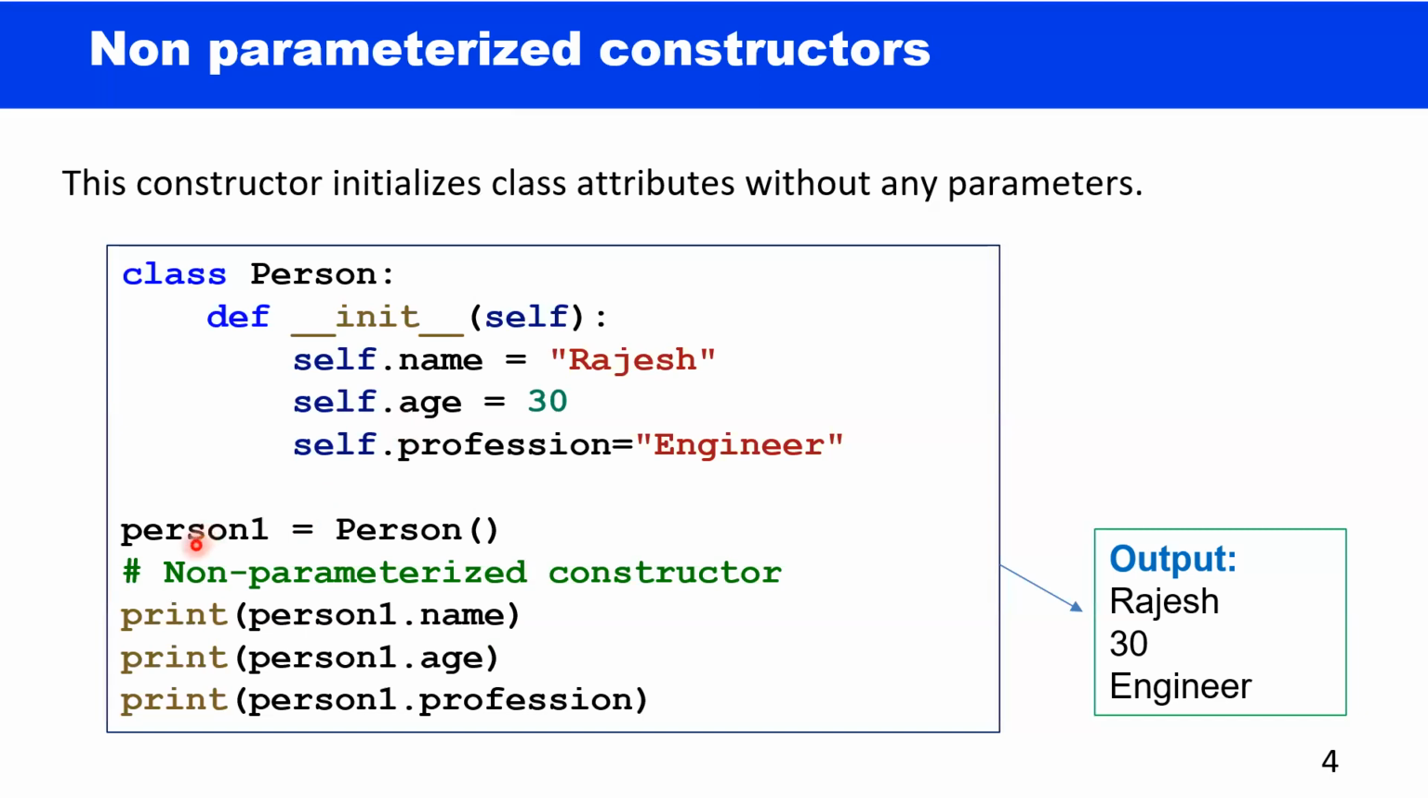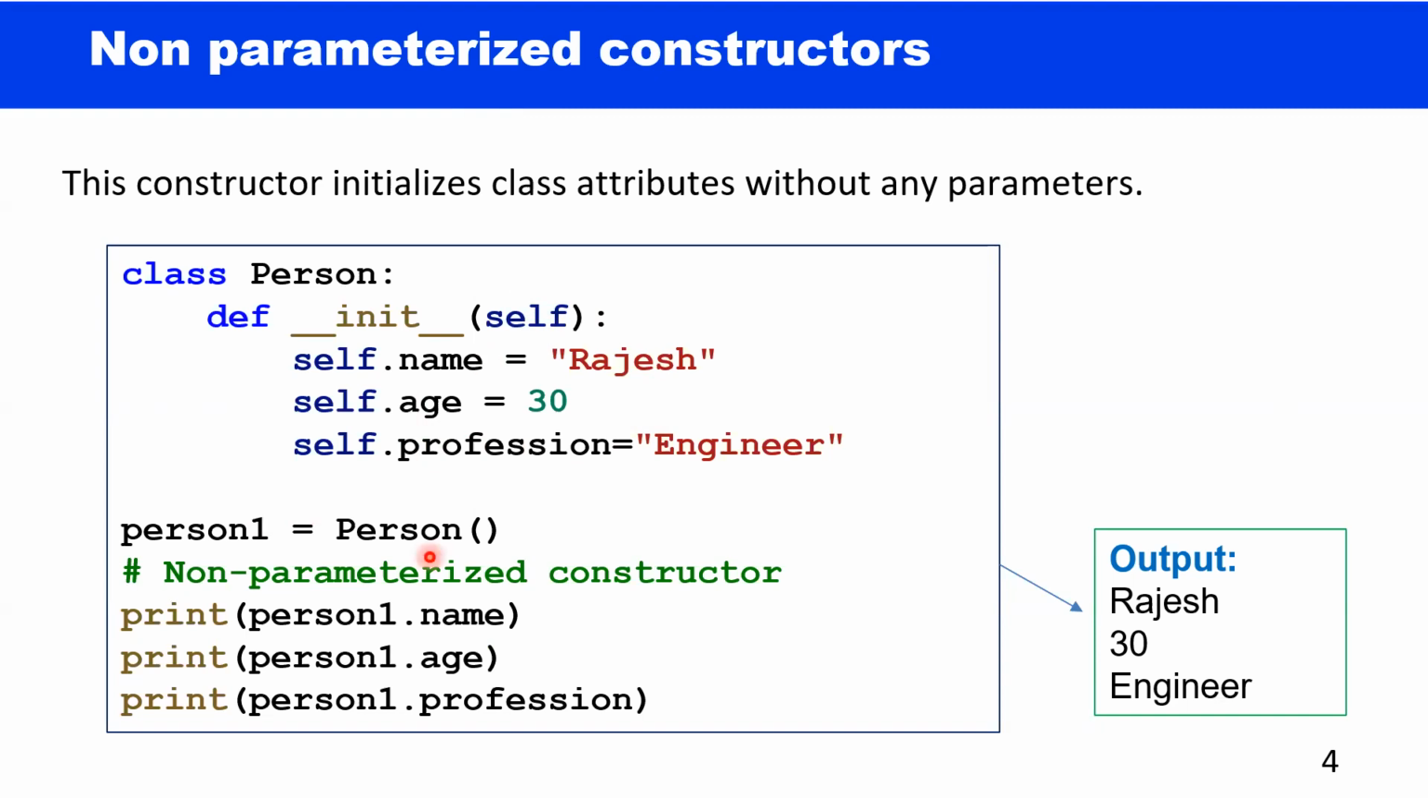So whenever we instantiate an object outside the class, person1 equal to Person(), person1 will have the instance variables name, age, and profession initialized with the values Rajesh, 30, and engineer. No matter how many objects you create of the Person class, all these objects will have the same attribute values because we are initializing these attribute values within the non-parameterized constructor. That means we are not allowing the users to pass any parameters for initialization.